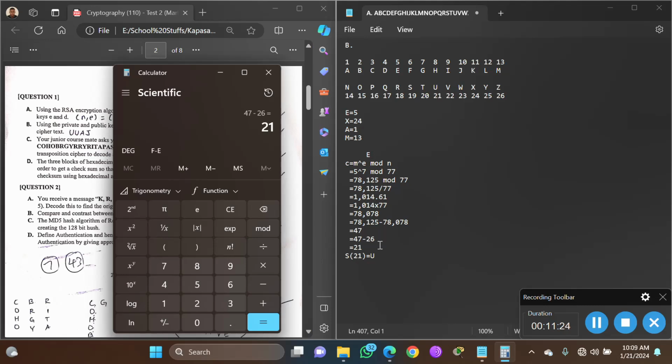Okay, so since I've explained how to do everything, it's the same procedure with you encrypting X, A, and M. So we won't waste much of our time explaining this again. So I'll be fast because I need to show you all the answers. So now let's go for A.